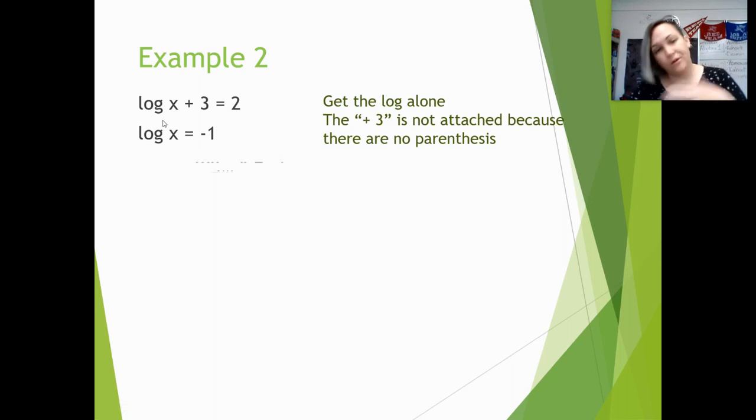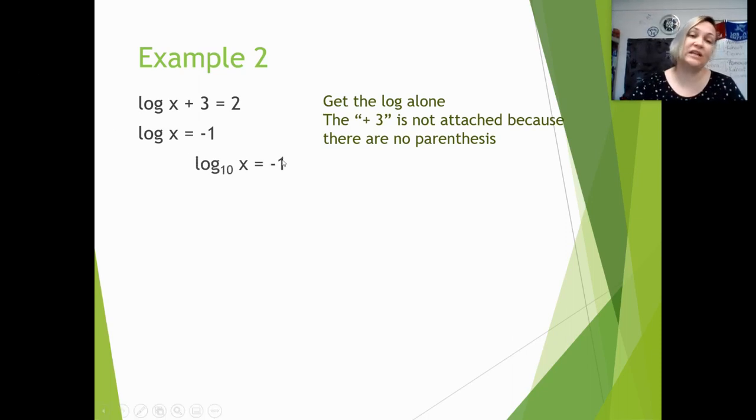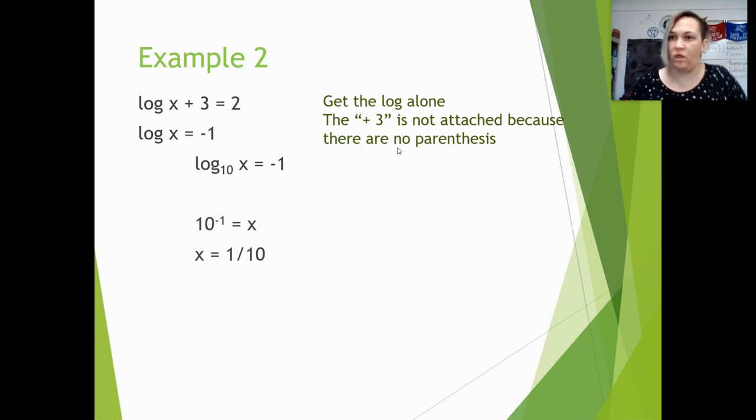So put a little 10 underneath it. It's 10 to the -1 equals x. We just talked about this on the last slide. 10 to the -1 is 1 over 10. And guys, we're done. The x is all by itself. That's it. Okay, so just be on the lookout for numbers that are not attached to the log and make sure to move those first.